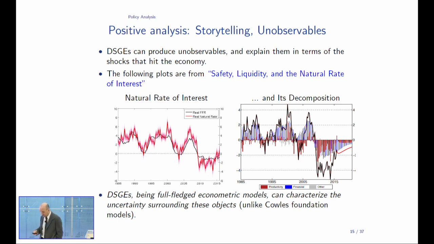One thing that I should stress is that these DSGE models are fully fledged econometric models, so I can report the uncertainty about my estimates. Other models, such as Cowles Foundation models, are not. They're estimated equation by equation, right? You can do a t-statistic on one equation, but you don't know the correlations, right? So you cannot reasonably put bands on whatever you produce in a coherent statistical way.